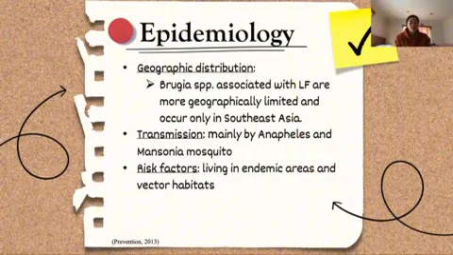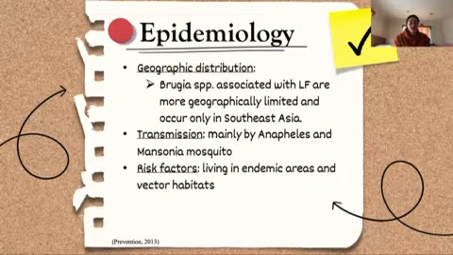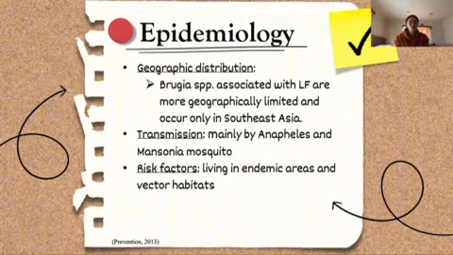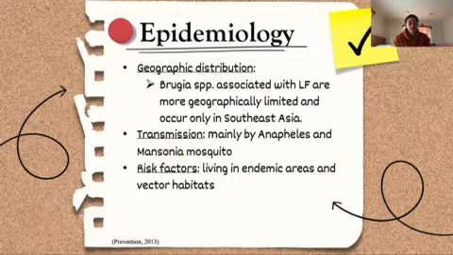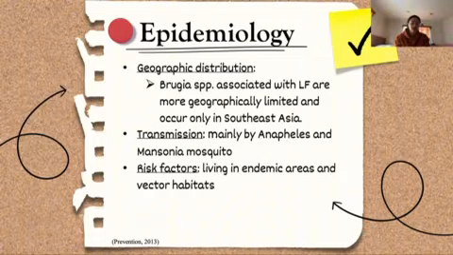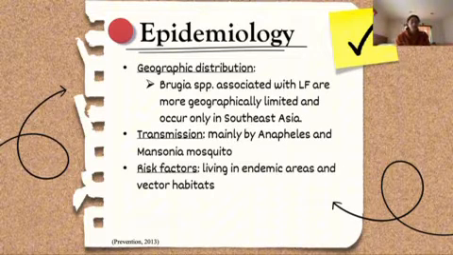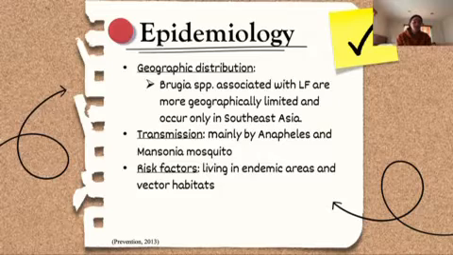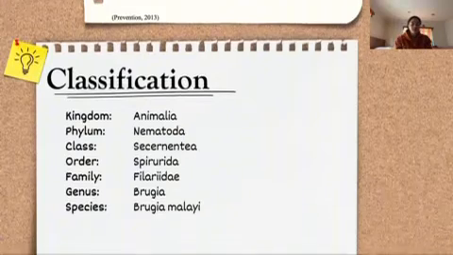Its epidemiology. The Brugia species are more restricted to a certain area compared to Wuchereria bancrofti, which is widespread, and they're most common in tropical and subtropical regions of Southeast Asia, including India, Indonesia, Malaysia, Thailand, and other parts of China. People living in these regions are at higher risk of exposure. The mode of transmission, they're mainly transmitted by Anopheles and Mansonia mosquitoes.